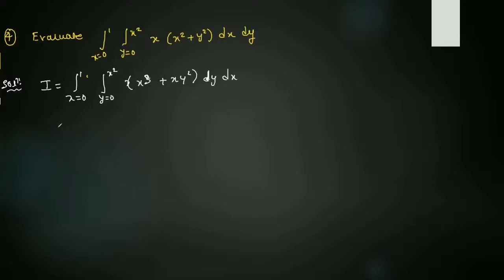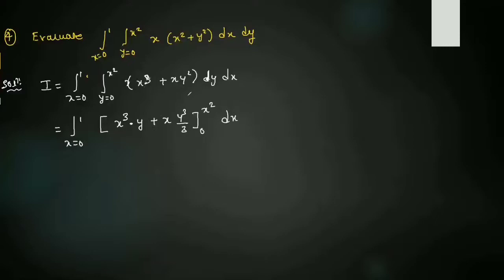Okay, now you integrate with respect to y. So x cube is a constant, multiply y plus x, keep it as it is, y will be y square will be y cube by 3. And the limits are 0 and x square.